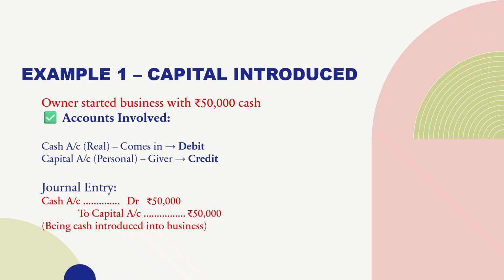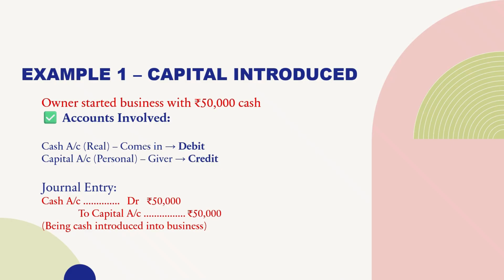So here, capital introduced. Whenever the proprietor is starting a business, he or she will introduce some capital. So the owner started business with 50,000 cash, for example. Accounts involved: the cash account and the capital account. Cash is coming in and it is a real account. Capital account is a personal account. So cash account debit to capital account for 50,000.